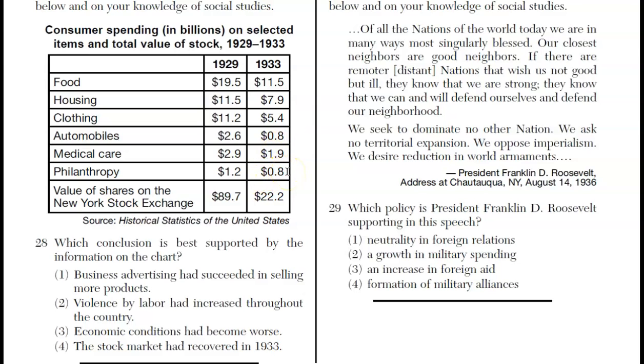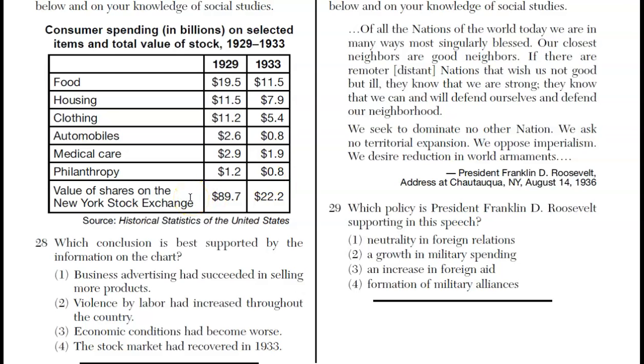Philanthropy, that is the amount of money people were giving to charity. And that, interestingly, goes from 1.2 billion to 0.8 billion. So it's a drop of only about 25%. So a lot of people continued to try to give what they could to good causes.